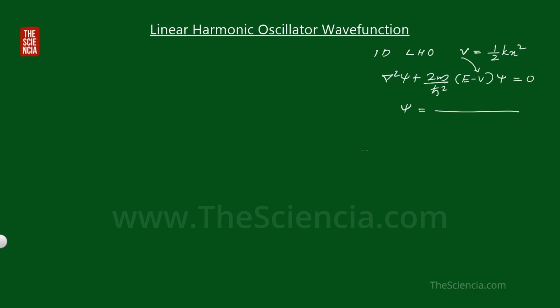This is the usual way of solving for wave function if we know the potential, right? But here we are not going to use this Schrodinger equation to find out the wave function. Here we are using another method. In this method, we are using ladder operators.